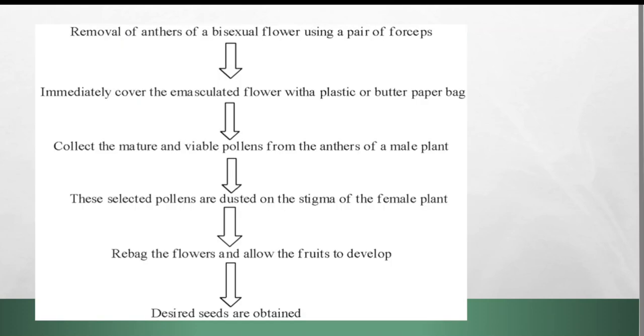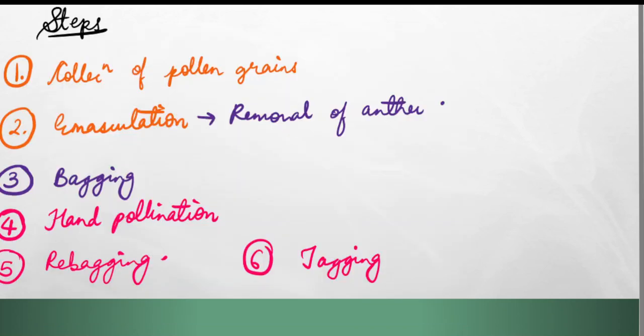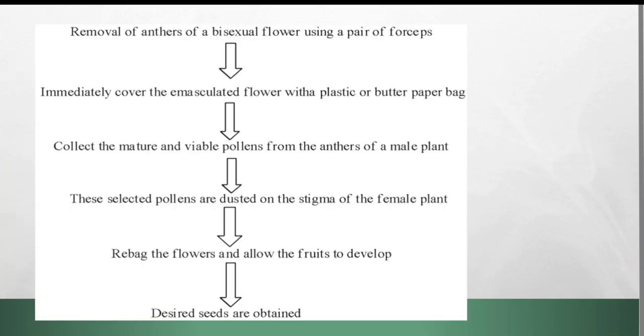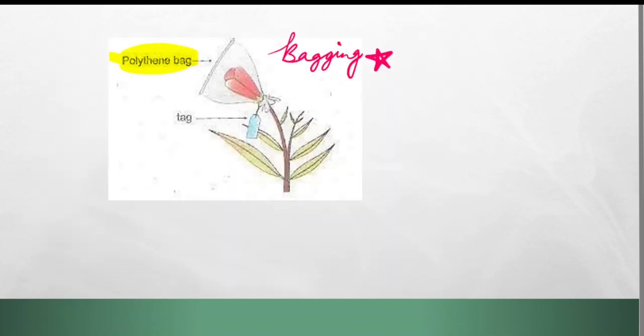You can see these steps also, the same thing written in a different language, but it is the same. This is the thing which I have written, a more simplified version I have given you. You can see this step also and you can understand, it's not that difficult. So this was about artificial hybridization.